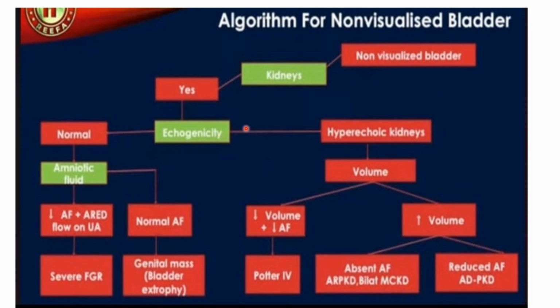If the echogenicity of the kidneys is increased, we have to look at the size of the kidneys. If the size of the kidneys is decreased with decreased amniotic fluid, we have to think of Potter syndrome. If the size of the kidneys is increased, we have to think of absent amniotic fluid, as in autosomal recessive polycystic kidney disease and bilateral multicystic kidney disease. If there is reduced amniotic fluid, we have to think of autosomal dominant polycystic kidney disease.